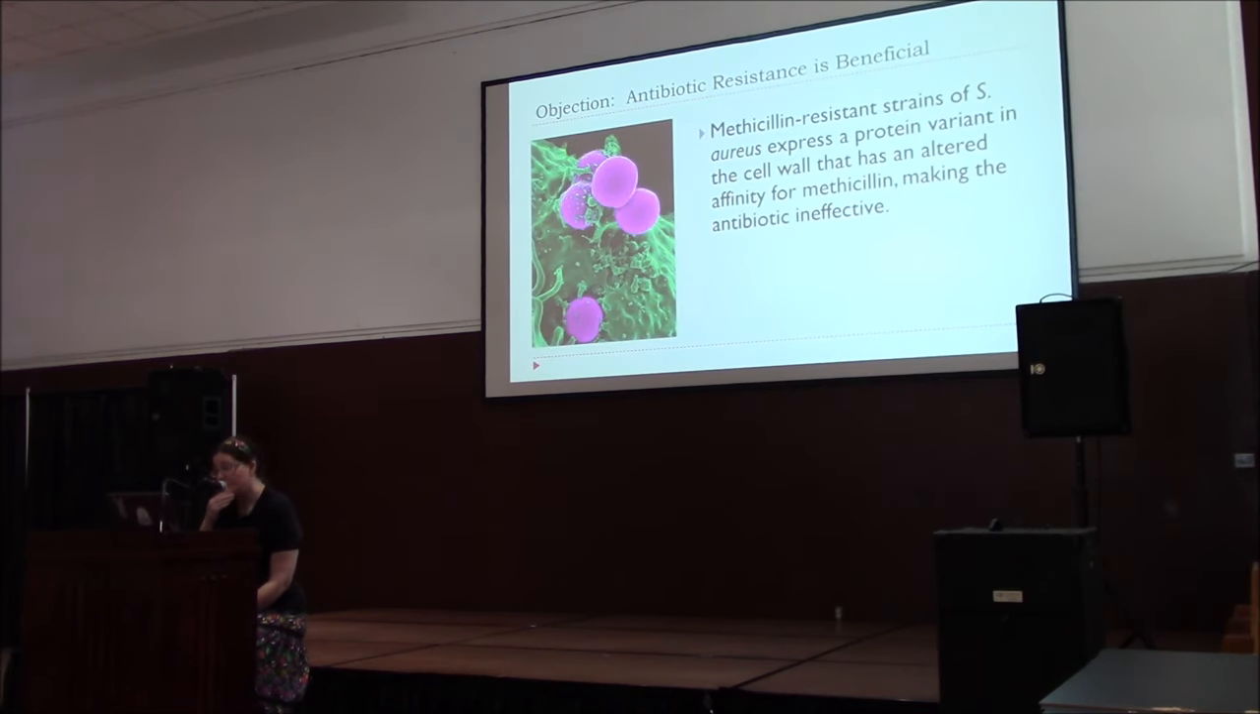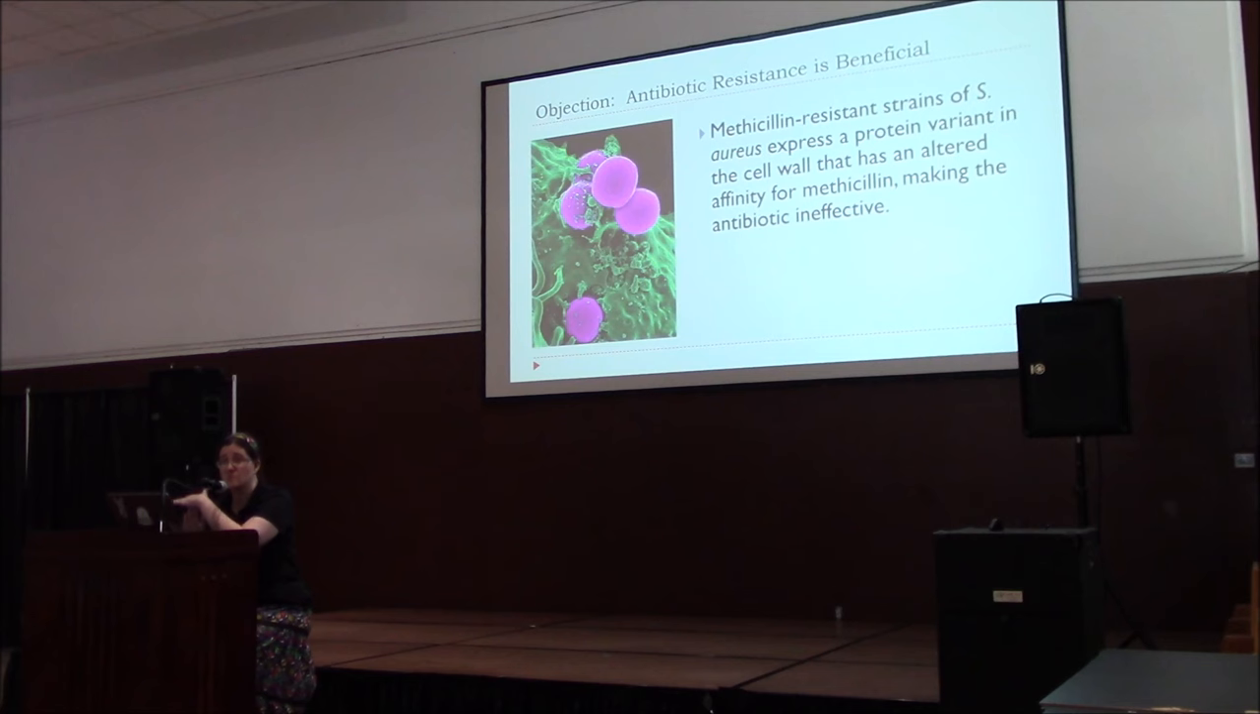So one of the objections raised to this idea that there aren't beneficial mutations is antibiotic resistance. I'm sure you've all heard of MRSA, which is methicillin-resistant Staph aureus. If you're in the hospital, MRSA can be a big, big deal because it's resistant to most antibiotics. It's resistant to most antibiotics because of a change in its cell wall. So if you think of the cell wall as sort of a scaffolding around the cell, if I was to build a scaffolding, I would very much want my corners to be square, right?